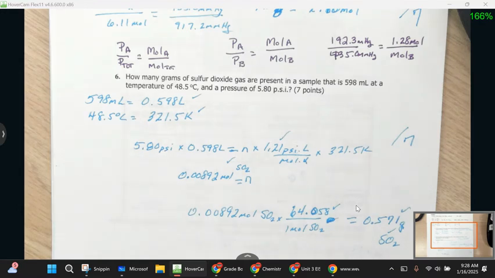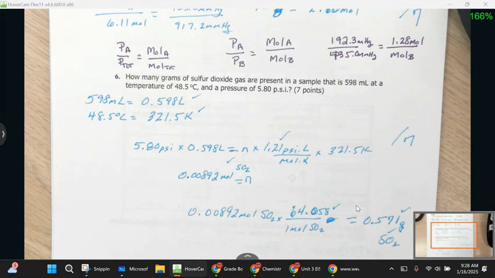Now I put everything into my formula and I solve for n. Now it is not unusual to get a really small amount of gas. So we get 0.00892 moles. Now, because it's sulfur dioxide gas, I need the formula mass over 1 mole, and then I can get the grams of sulfur dioxide gas. In the end, 0.571 grams. Questions?